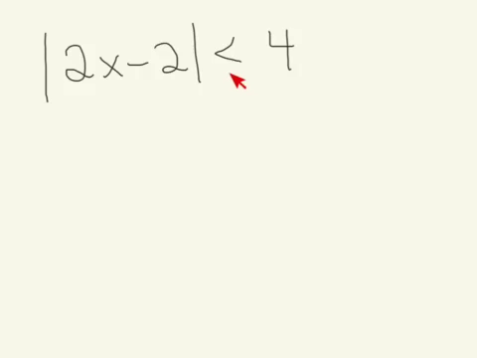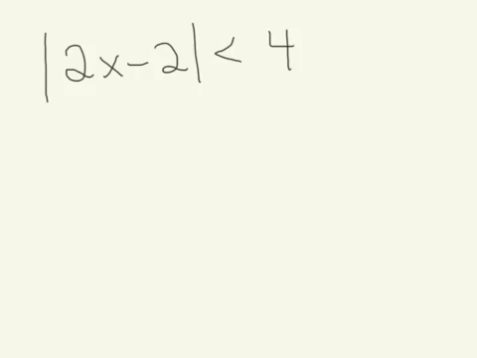We want to look at how to solve the two different kinds of absolute value inequalities. And the main thing to look for when you're solving an absolute value inequality is the direction of the inequality symbol. So for our first example, let's look at the absolute value of 2x minus 2 is less than 4. When you're working with a less than sign, that means that the distance from 0 of this expression has to be less than 4 units.